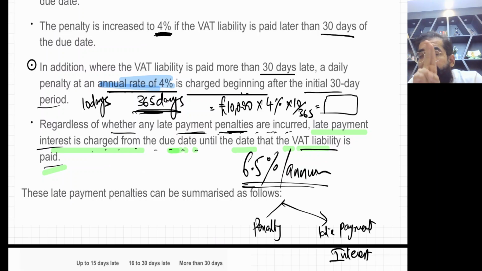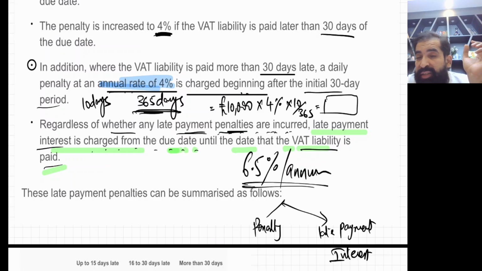Penalty is a separate thing. Why do they charge penalty? Because you are doing a wrong thing in the country by paying VAT late. You are destroying the discipline of that country. So that's why they charge penalty. But interest is their proper right. So interest is charged regardless of 10 days, 5 days, 6 days. Whenever you pay your VAT late, they always charge the late payment interest. And that is 6.5% per annum.